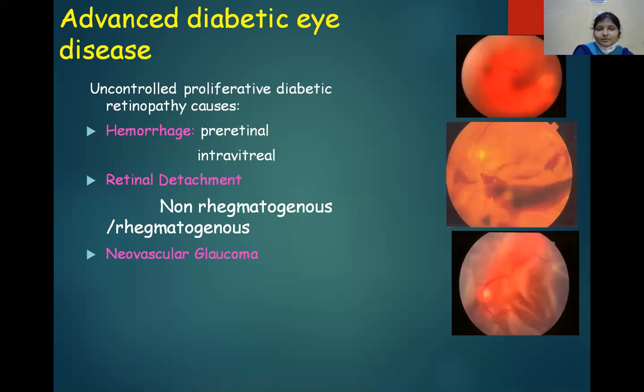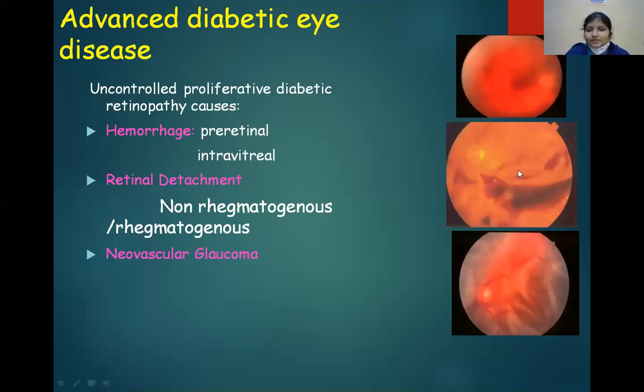and CSME. So, the next classification is advanced diabetic eye disease. When there is uncontrolled proliferative diabetic retinopathy, it leads to hemorrhage. It can be pre-retinal or intravitreal, and it can also lead to retinal detachment. Then it can be non-rhegmatogenous, that means when it is not associated with a retinal break, or it can be rhegmatogenous, that means it is associated with a retinal break, or it can also lead to neovascular glaucoma.